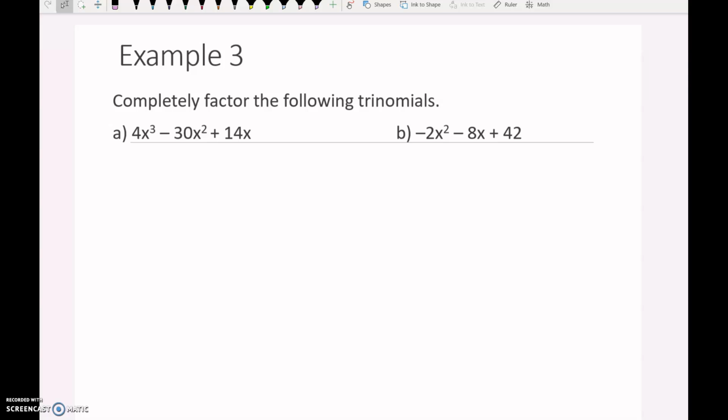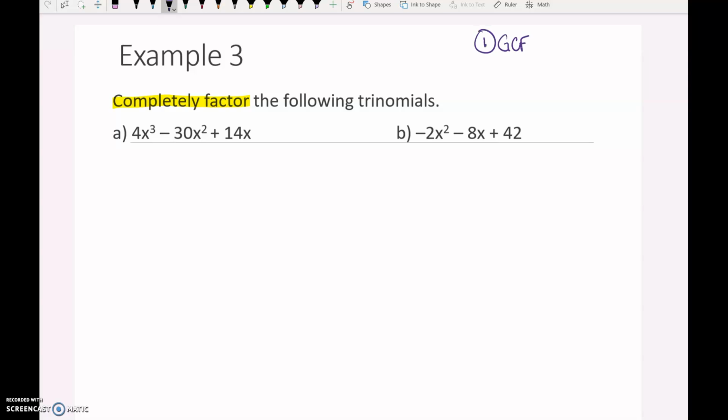This is the second video for section 6.3. Example 3, it says completely factor. Anytime you see the phrase completely factor, that means there's more than one step involved. That means we're going to have to factor more than once. So first, you should always check for greatest common factor.